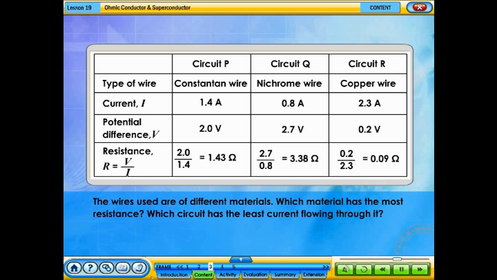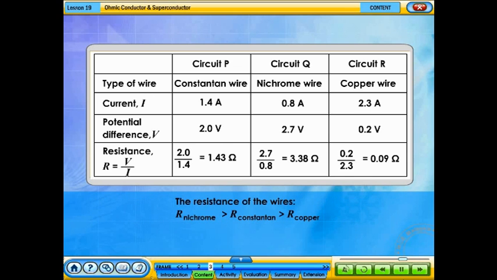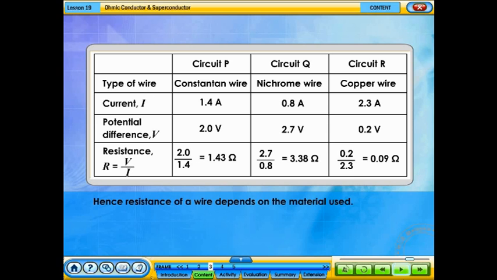The wires used are of different materials. Which material has the most resistance? Which circuit has the least current flowing through it? The resistance of the nichrome wire is greater than the resistance of the constantan wire, and the resistance of the constantan wire is greater than the resistance of the copper wire. Hence, resistance of a wire depends on the material used.